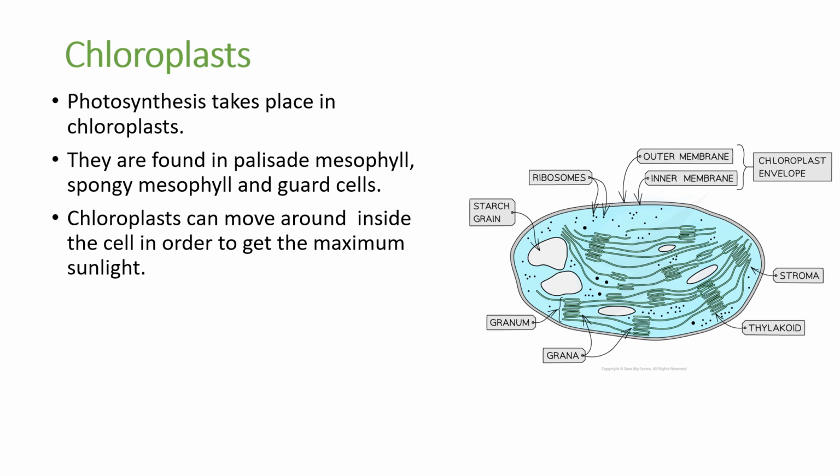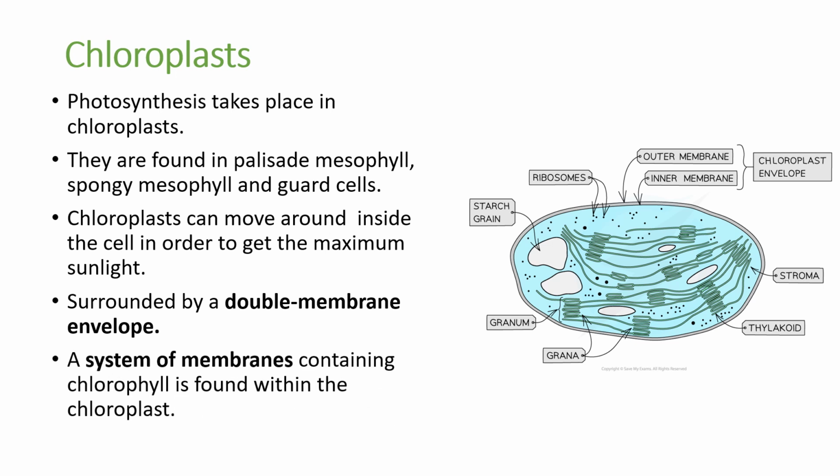Chloroplasts can move around inside the cell in order to get the maximum sunlight. Each chloroplast is surrounded by a double membrane envelope. A system of membranes containing chlorophyll is found within the chloroplast.